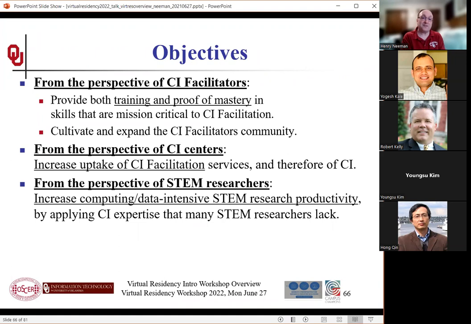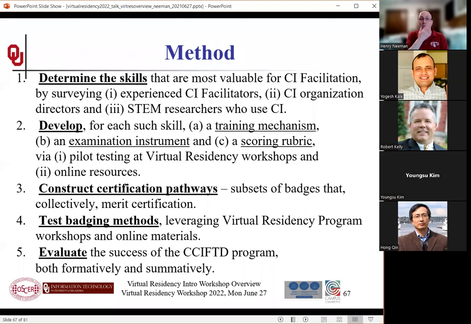All right, what are our objectives? Well, from the perspective of the facilitators, provide the training and the proof that you've mastered the skills that are mission critical to facilitation, and then cultivate and expand the community. What's the perspective from cyber infrastructure organizations? Increase uptake of facilitation, which increases uptake of cyber infrastructure. And from the perspective of the STEM researchers, who ultimately this is meant to serve, increase their ability and their productivity for computing and data intensive research by applying expertise that the researchers lack, but the facilitators have. How do we do this?